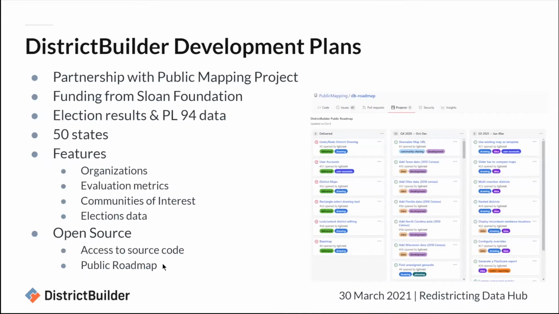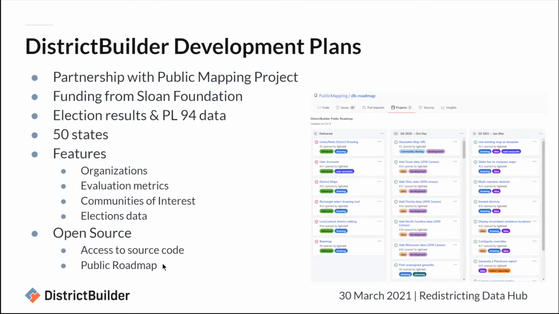So in terms of our development plans, District Builder is very much a tool that's under active development. We are partnering with a group called Public Mapping Project. Dr. Michael McDonald and Dr. Micah Altman are a couple of our advisors from that group, and they are helping us figure out which features we're including in District Builder, and have helped us win grant funding to build out a majority of those features. We have received funding from the Sloan Foundation in particular as a bulk of our funding to build out District Builder.